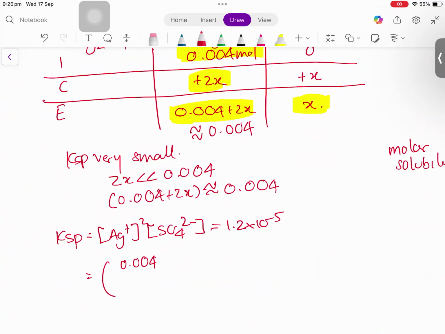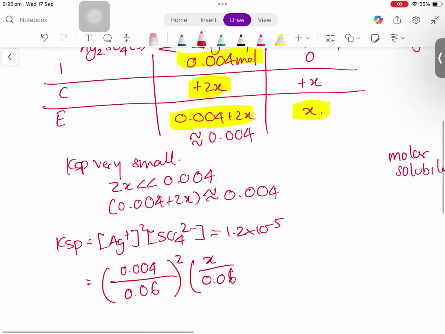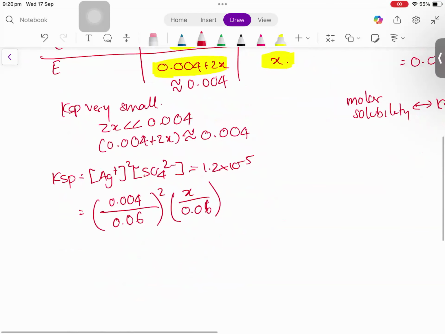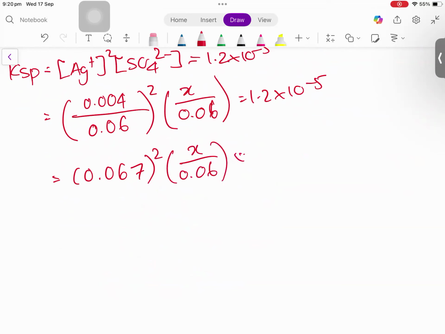0.004. Remember, I neglected the 2x. Divided by 60 mils is 0.06. And remember, squared, raised to the power of the coefficient. And then for the sulfate, that's x on 0.06. It's okay that I have it as x. Remember, the question's asking me for molar solubility. I'm actually looking for that x. Ksp is 1.2 by 10 to the minus 5. And guys, if you evaluate the 0.004 divided by 0.06, you'll get like a 0.067, repeating. 0.067 squared times x on 0.06 is equal to 1.2 by 10 to the minus 5.